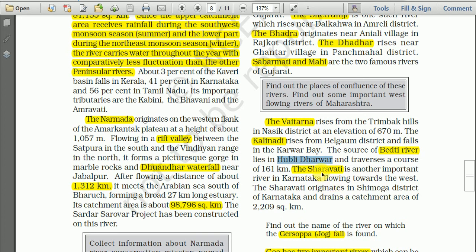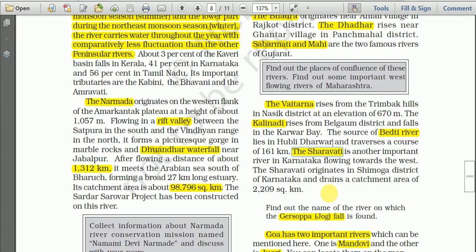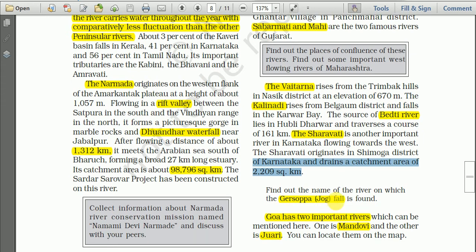The Sharavati is another important river in Karnataka flowing towards the west. The Sharavati originates in Shimoga district of Karnataka and drains a catchment area of 2,209 square kilometers. And see here, Gersoppa, the Jog Falls, is found on the Sharavati River.